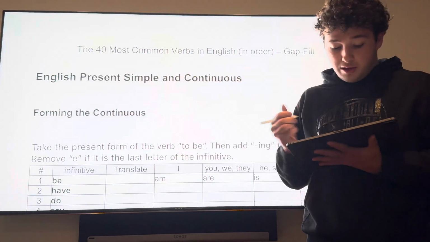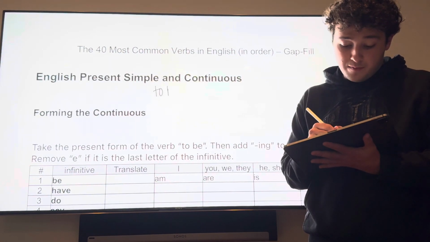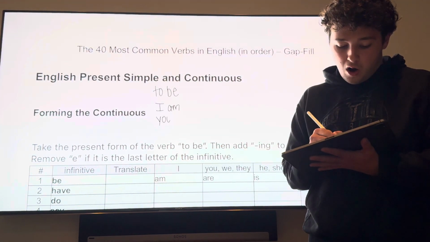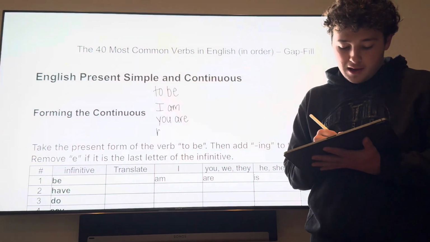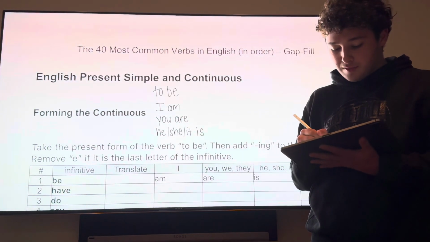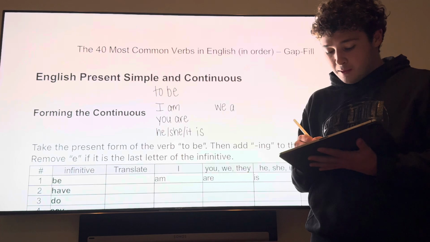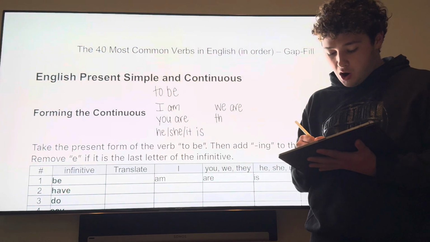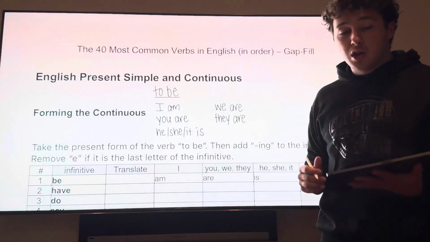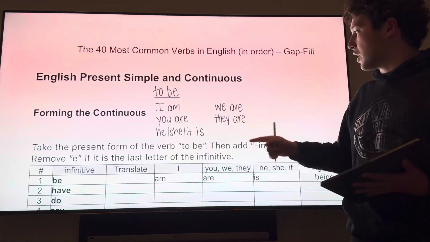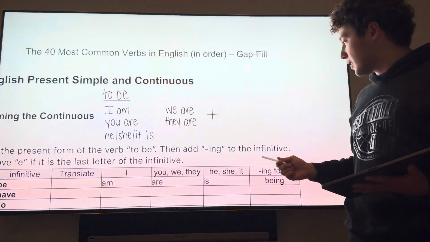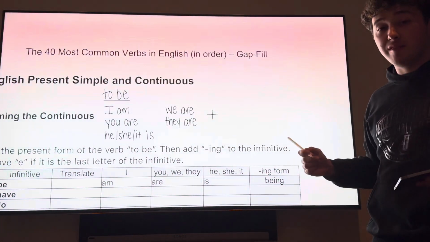So we know the conjugation of to be as I am, you are, he, she, it is, we are, and they are. Now, you're going to want to take this bit here as your first part. Then you want to add this part, the infinitive with ing.